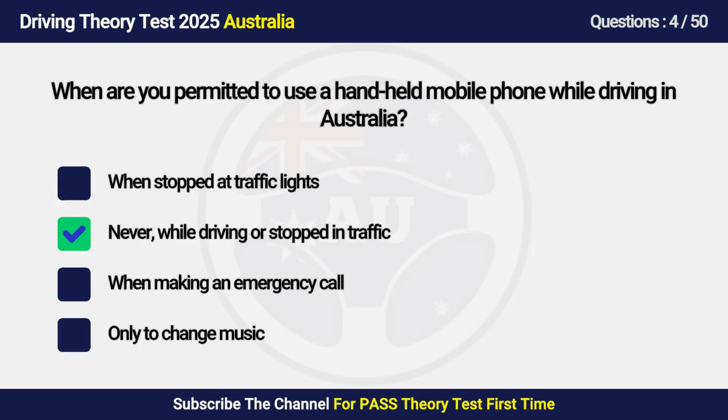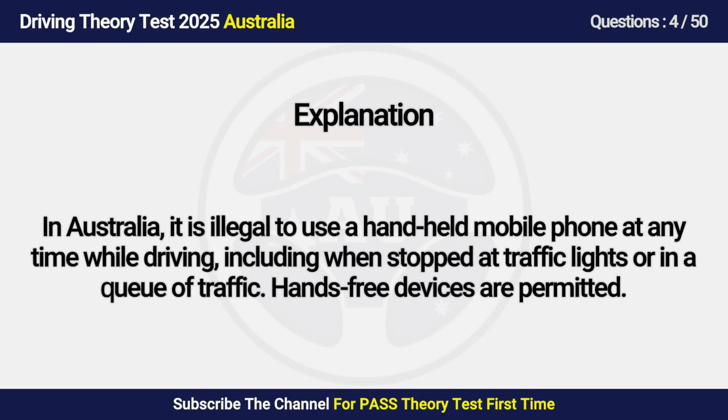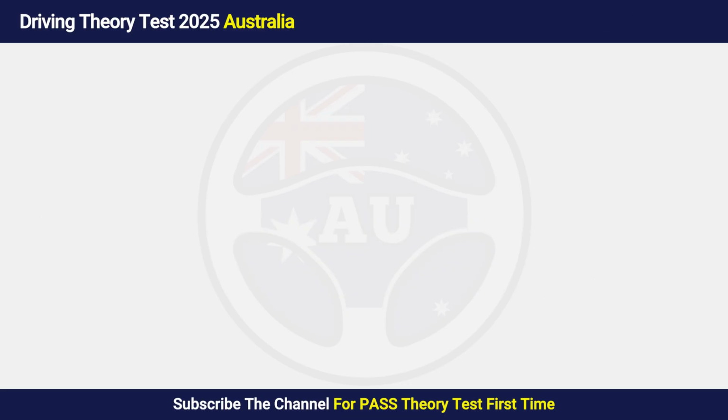Answer is B. Never while driving or stopped in traffic. In Australia, it is illegal to use a mobile phone at any time while driving, including when stopped at traffic lights or in a queue of traffic. Hands-free devices are permitted.